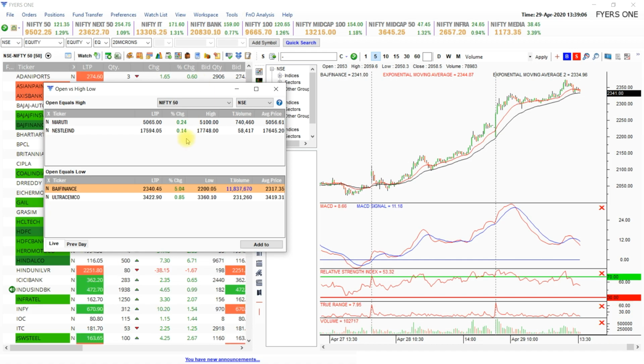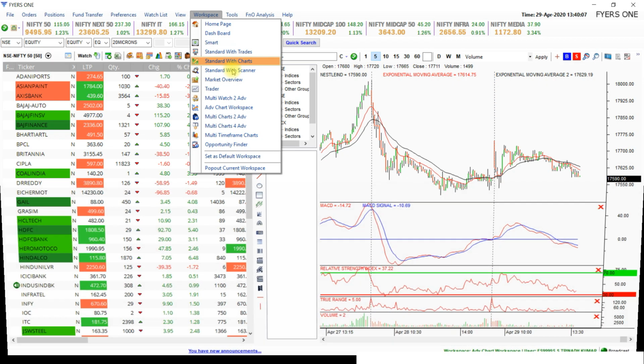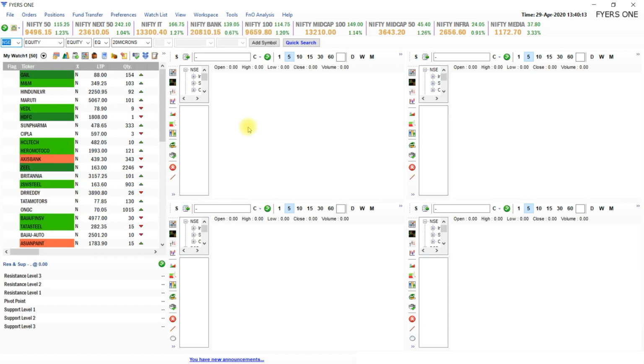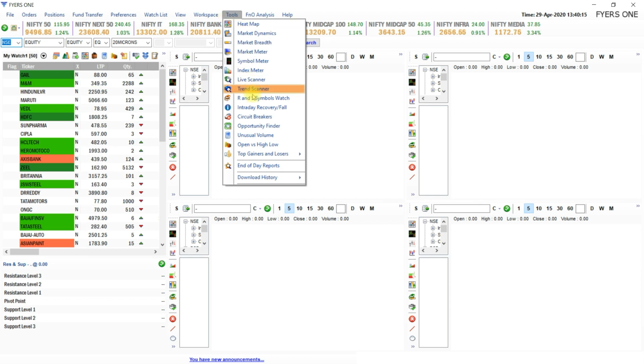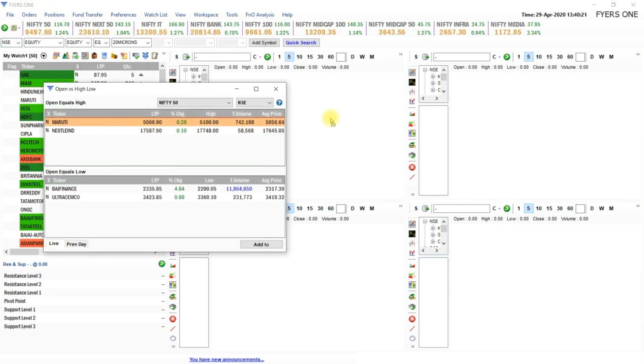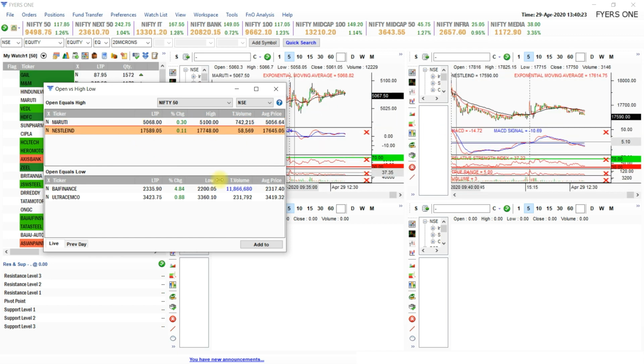There is another way of waiting for your signals. Go into the workspace and click on multi-charts to the number of 4. See, 4 charts like this will be opened. Drag and drop all the tools you need into these 4 charts, and then you can monitor all the 4 charts at once.